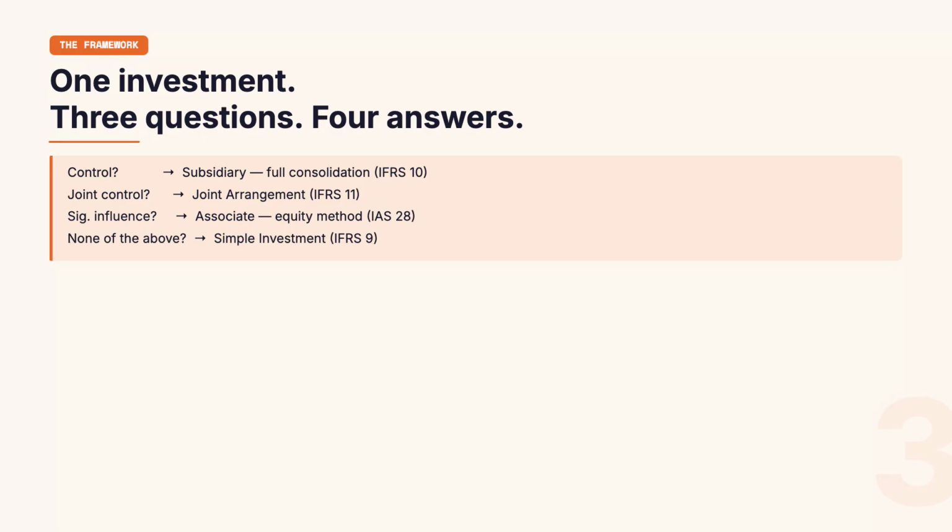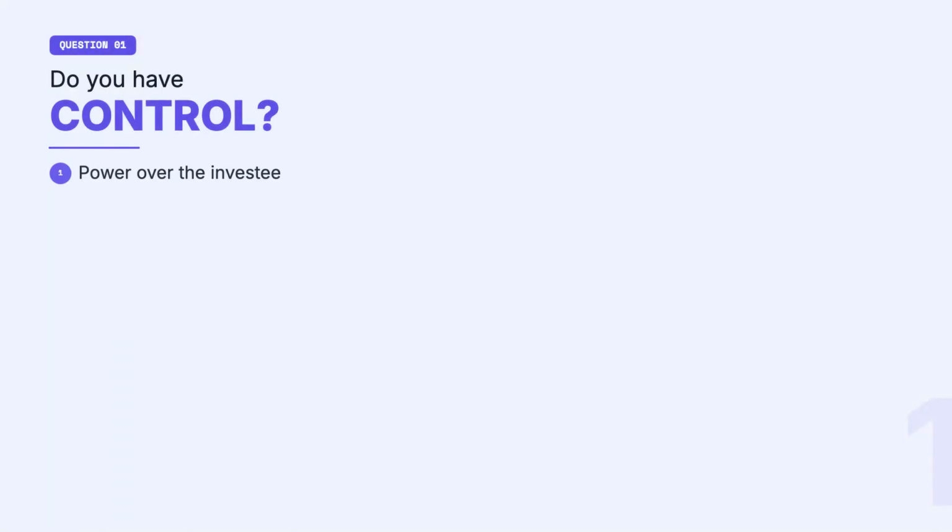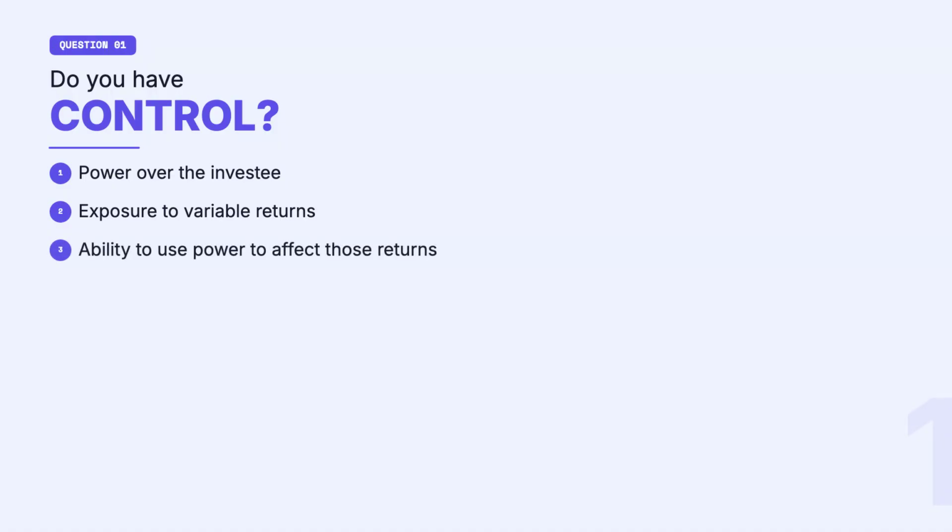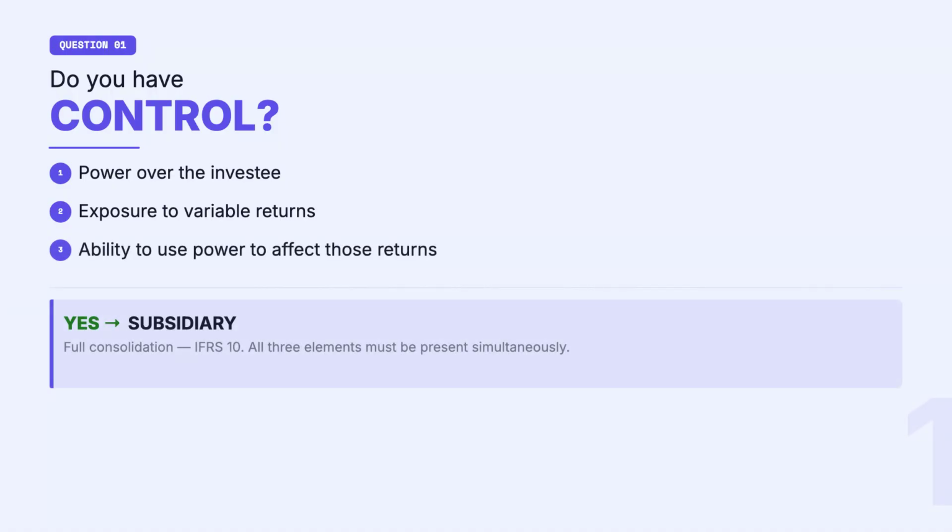Question 1. Do you have control? Under IFRS 10, control has 3 elements. First, power over the investee. Second, exposure to variable returns. Third, the ability to use that power to affect those returns. All 3 must be present at the same time. If yes, it is a subsidiary. You consolidate fully under IFRS 10.